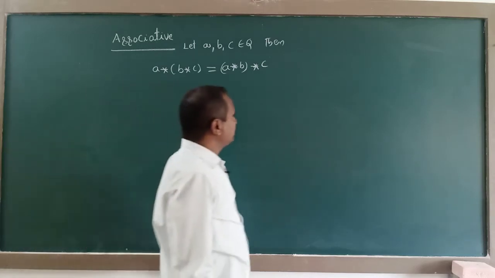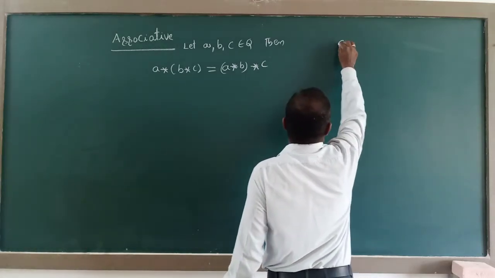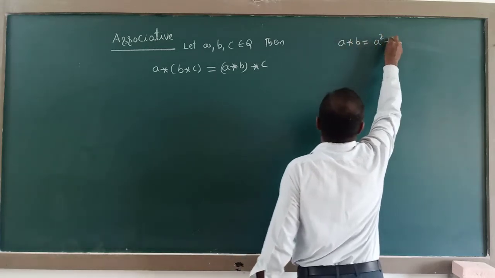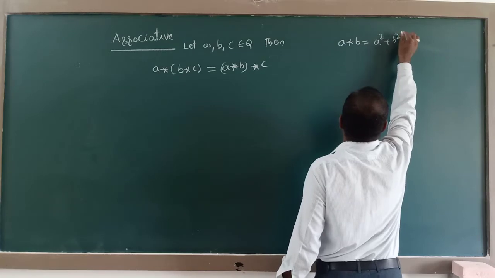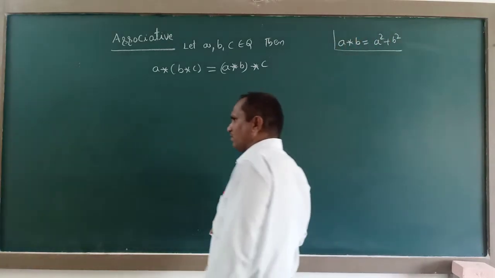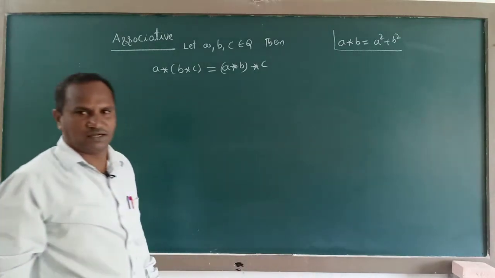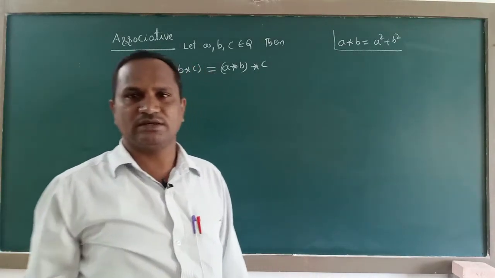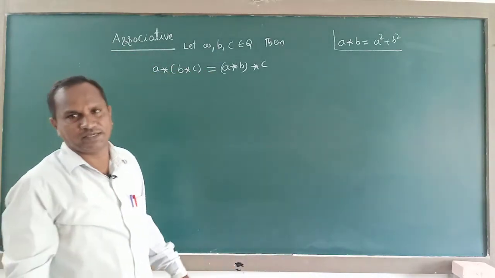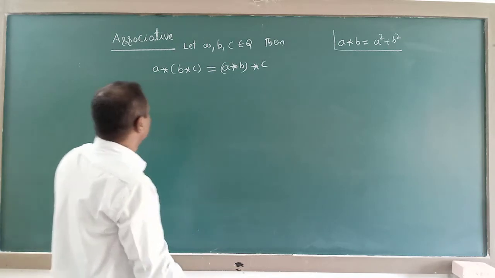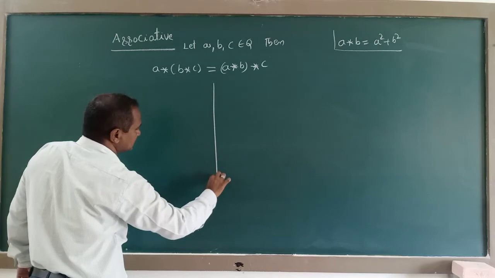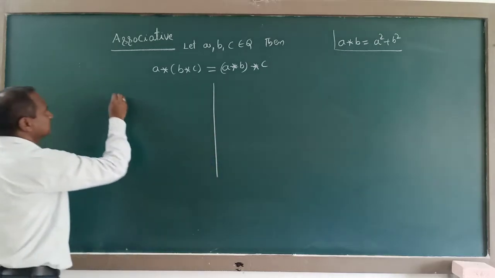At the side of that, I should write the definition also here. What definition did they give? A star B is equal to A square plus B square. It is the given definition. They defined it on the set of all rational numbers. Now we are going to check whether it is forming associative or not. On one side you calculate the value of the left hand side, on the other side you calculate the value of the right hand side.